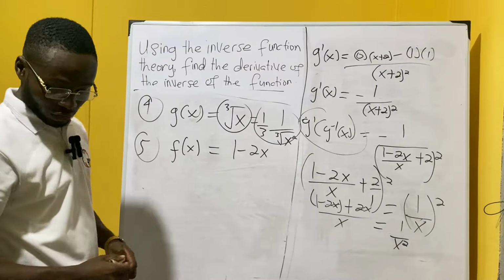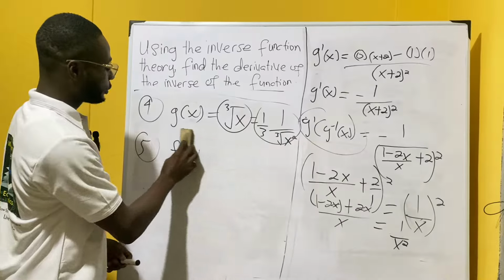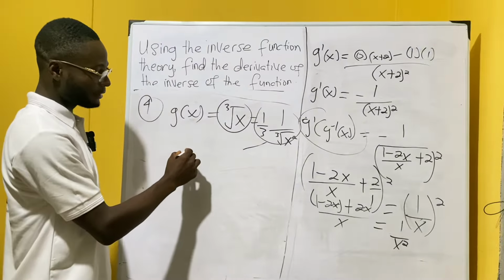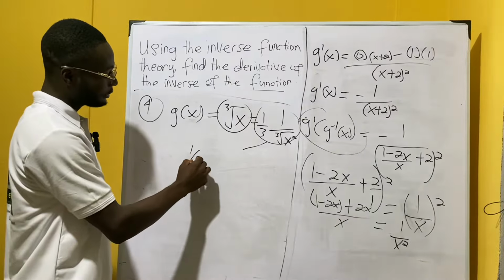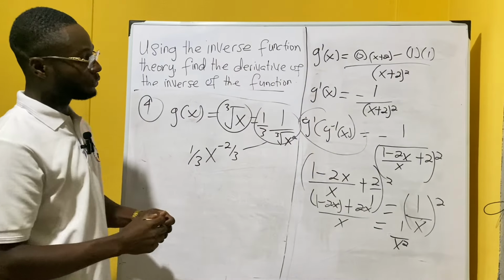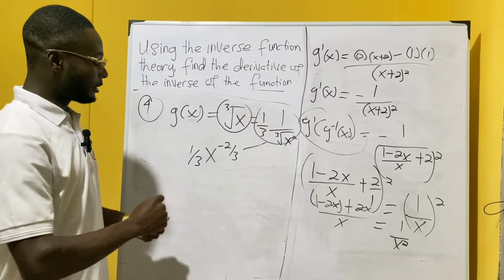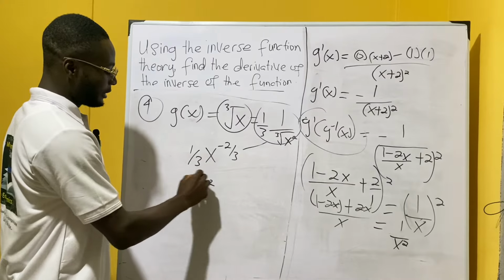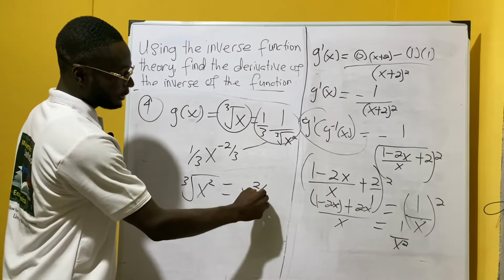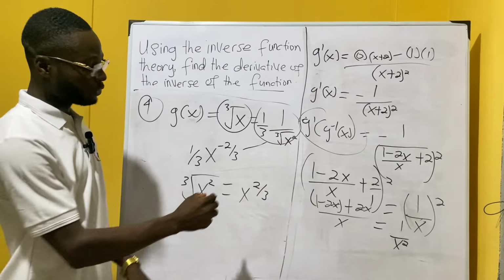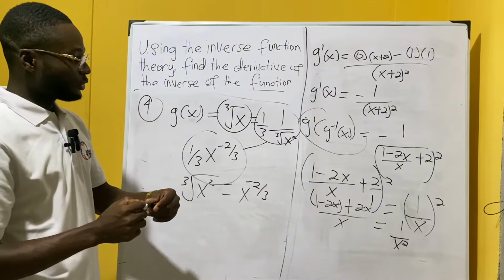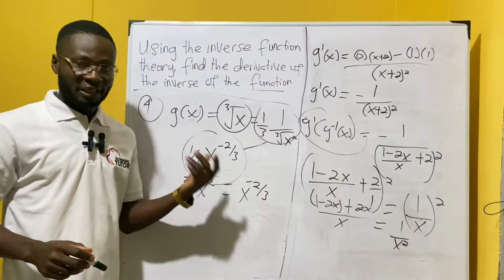So you can go through the process. This is basically the same as 1 over 3 x power minus 2 over 3, right? We know that when you take this, it is the same as x power 2 over 3, and since it is 1 over, it's going to be negative. So that is basically what we have here as this. So this question is for you. You can give it a try.